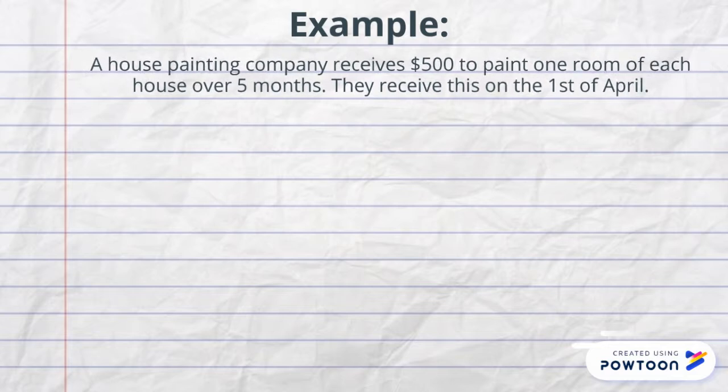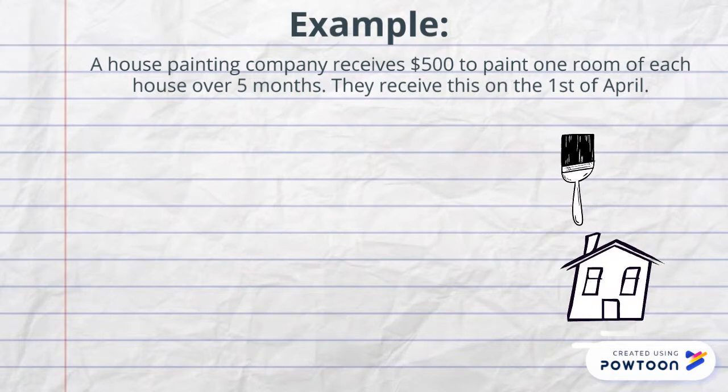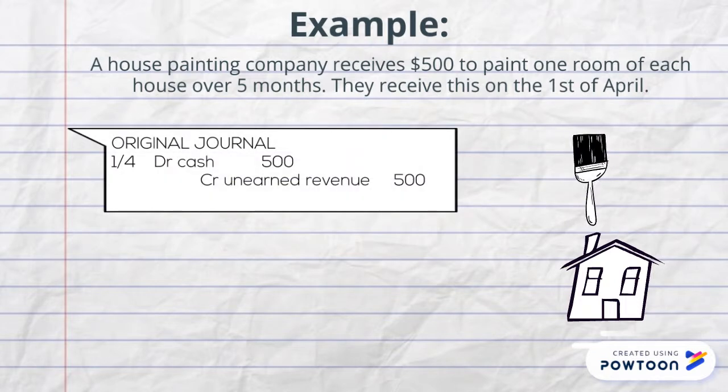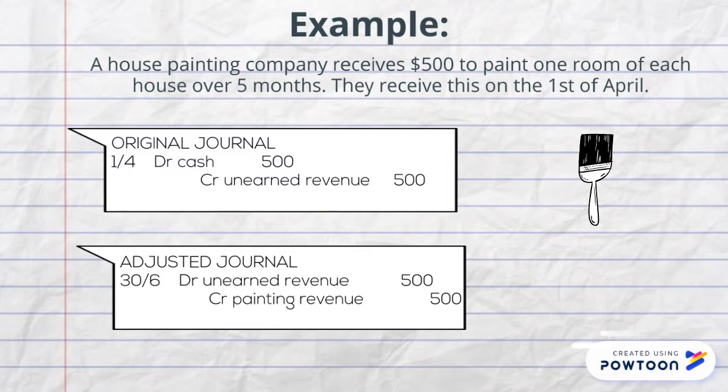A house painting company receives $500 to paint one room of each house over 5 months. They received this on the 1st of April, thus the original journal would look like this. Because the company is yet to complete the service, they cannot record it as revenue, but instead as a liability for the month of April. However, for the accounting period ending on the 30th of June, this is what the adjusted entry would look like.